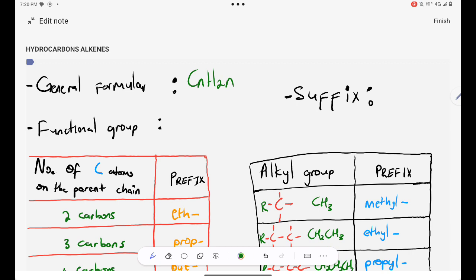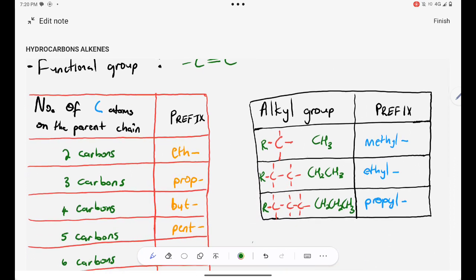Okay, the functional group. Functional group, guys, is what we use to differentiate a certain homologous series from all the other compounds. Are you together? We distinguish alkenes from the other compounds by the double bond between adjacent carbons. Are you together? And the suffix for alkenes is simply "ene", like that.